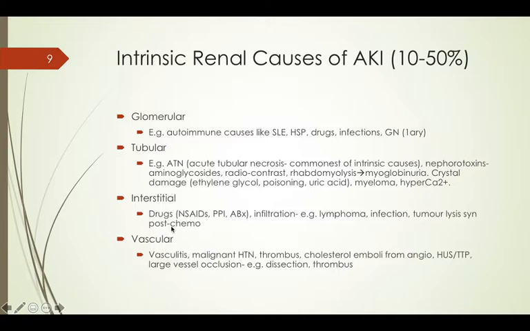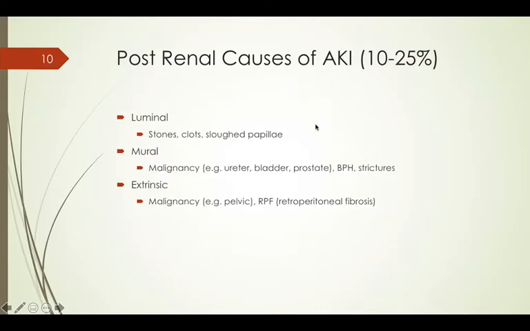And finally, under the vascular section, we're thinking about vasculitides, basically, and a few thromboemboli. And finally, post-renal causes of AKI, we're thinking about obstruction, really. So if you're thinking about the tubes, it could be luminal, so within the hole. So that could be due to stones or calculi, clots. A mural cause, so within the wall itself. So this could be anywhere really below the kidneys. So ureter, bladder, prostate gland, and then finally extrinsic compression from things like retroperitoneal fibrosis, for instance.